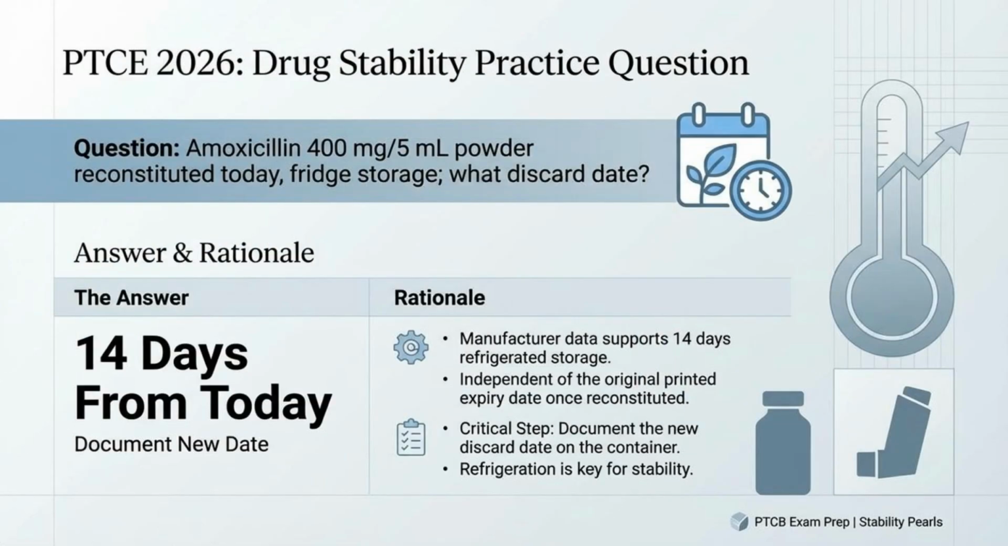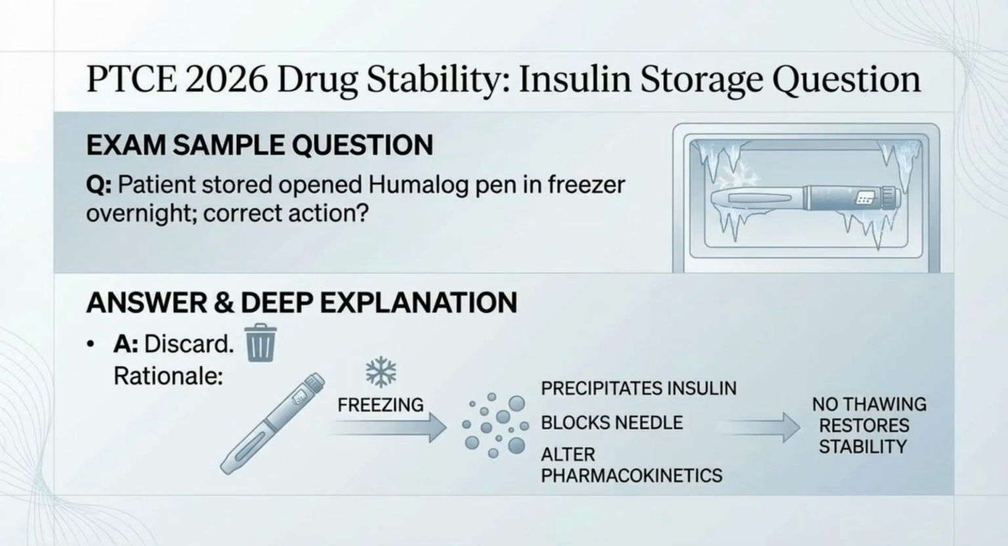For amoxicillin powder reconstituted today and refrigerated, the discard date is 14 days from today. This is independent of the original manufacturer's expiry date. If a patient stores an opened Humalog pen in the freezer, the correct action is to discard it. Freezing precipitates insulin, blocks the needle, and cannot be restored to stability by thawing.